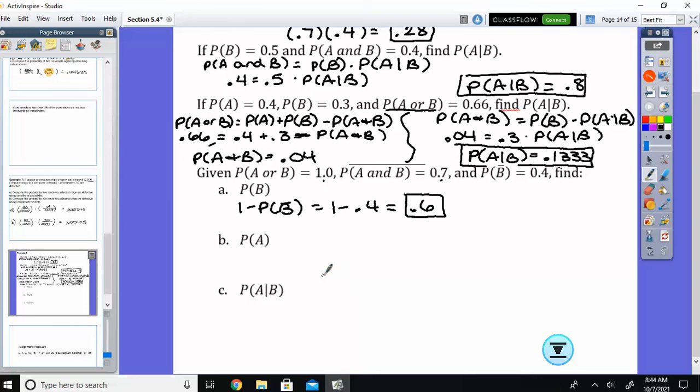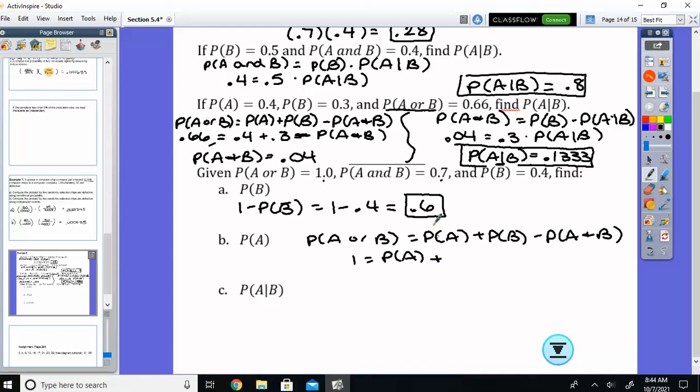How could I get the probability of A? Is it not 0.6? That's B, because what I gave you was not B. Oh. Can we use the OR formula? Probability of A or B, probability of A plus probability of B minus probability of A and B. So A or B was 1. I don't know the probability of A. Probability of B we just found was 0.6.